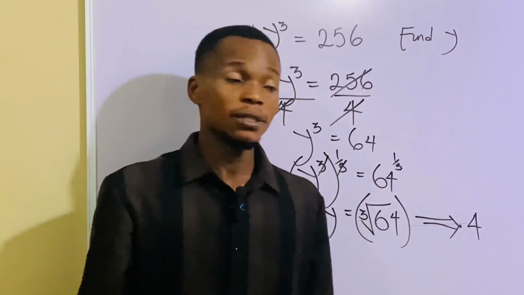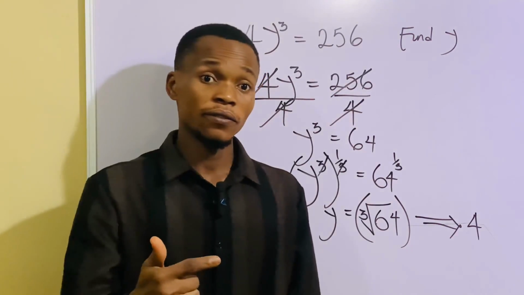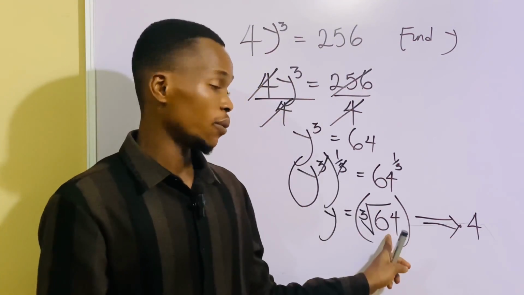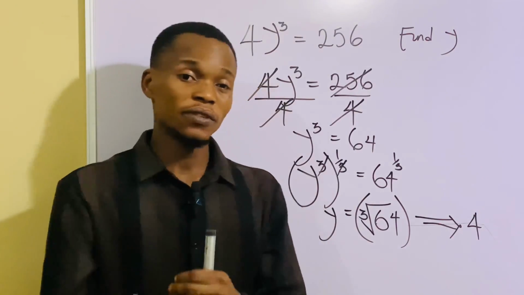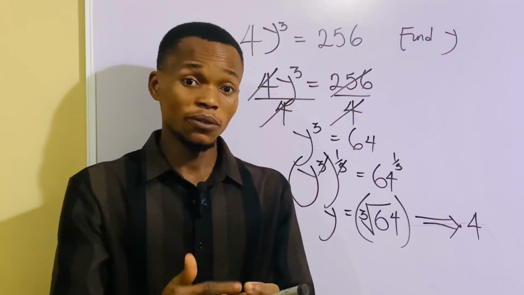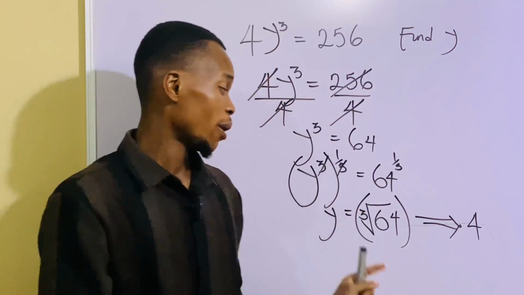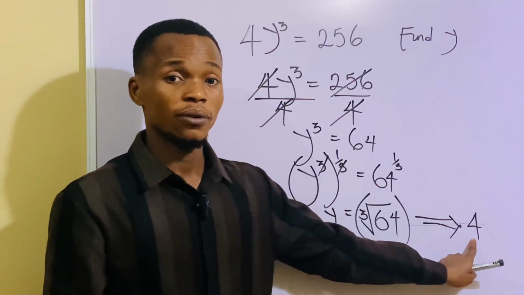Now, cube root simply means I should look for a number that will multiply itself in 3 places to give me 64. And the number that will multiply itself in 3 places to give me 64 happens to be 4. Because 4 times 4 is 16 times 4 is 64. So therefore, my y is equal to 4. That is it.